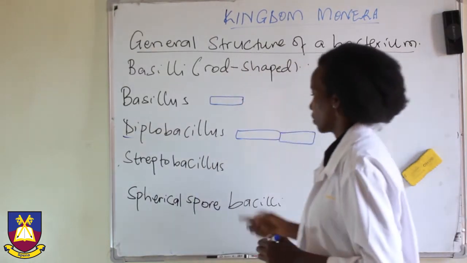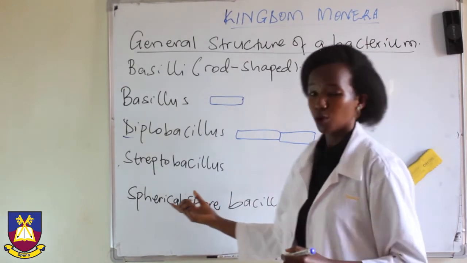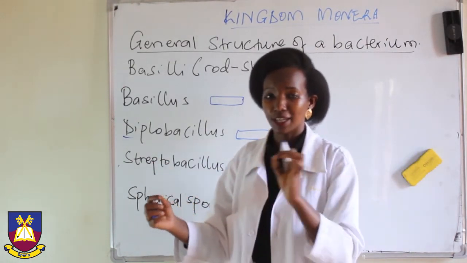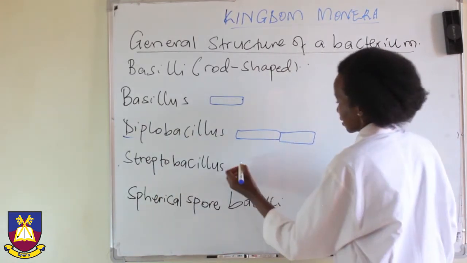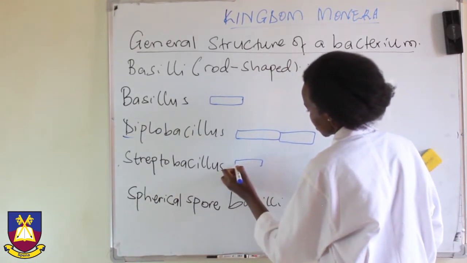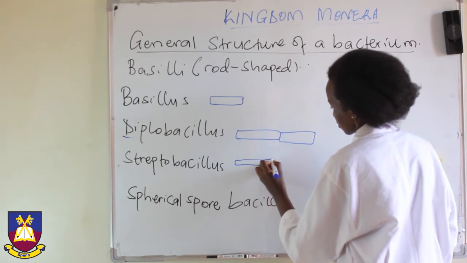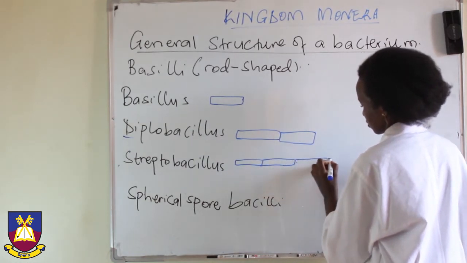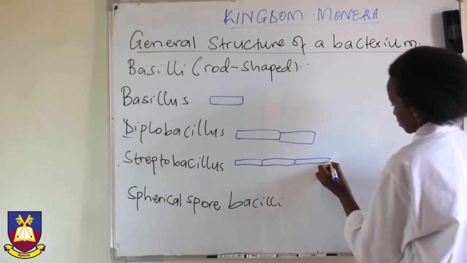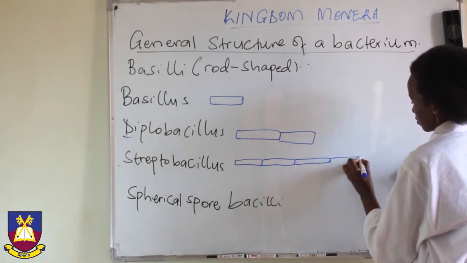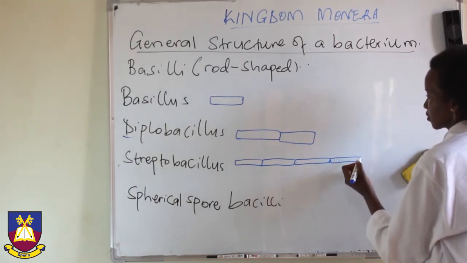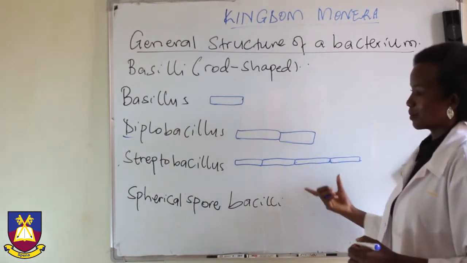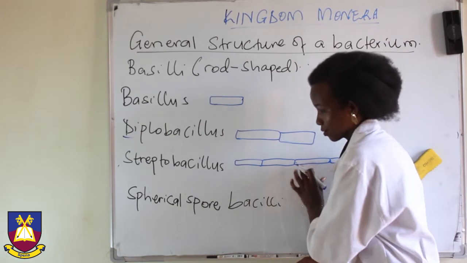Okay? Now, the next one is the strepto for a chain. So you have chain of rod-shaped bacteria. Of course the chain could go on and on, but I've decided for my Streptobacillus to stop here.